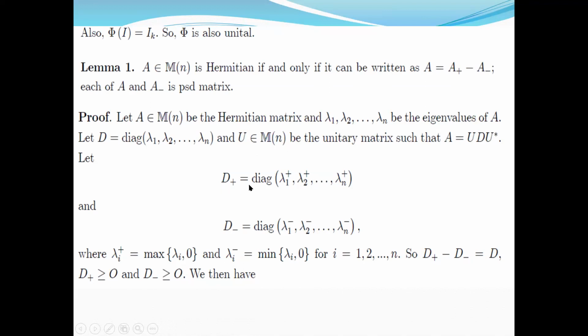Now we write D plus as the diagonal matrix with entries lambda 1 plus, lambda 2 plus, up to lambda n plus. And what are these plus? The maximum of lambda i and 0. That is, if lambda i is greater than 0, we write lambda i here. If lambda i is negative, we write 0. Likewise in D minus, we take the minimum of lambda i and 0. If lambda i is negative, we write its negative, otherwise 0. And then D plus minus D minus is D. Also D plus is positive semi-definite, and D minus is positive semi-definite.